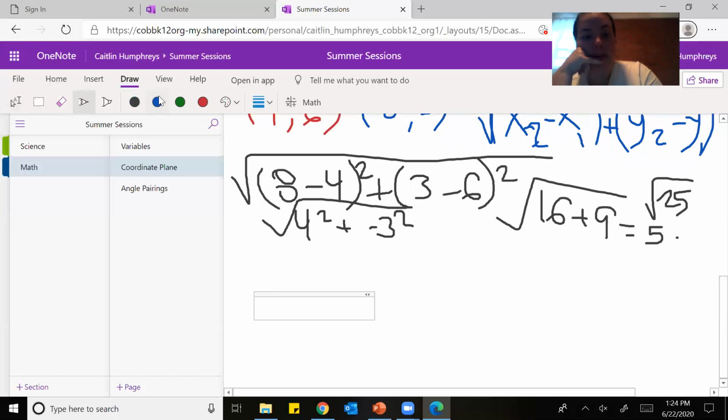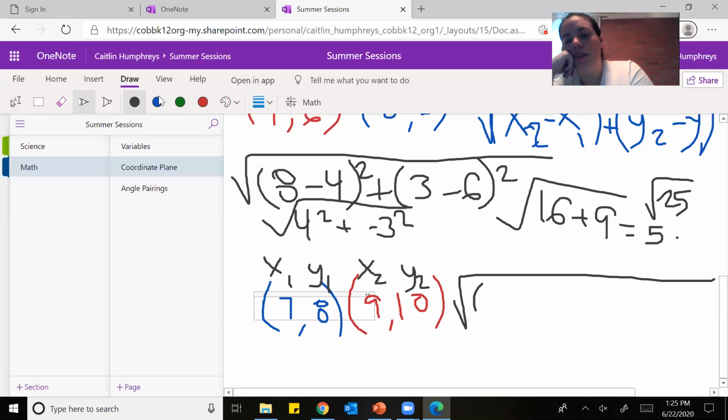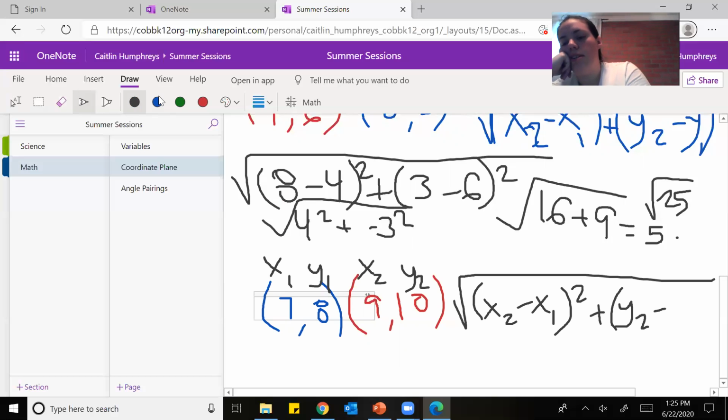Okay, let's try again. Let's do coordinates 7 and 8, and then coordinates 9 and 10, just for fun. All right. Here are our coordinates. Our very first step is to label x sub 1, y sub 1, x sub 2, y sub 2, and then we write our original formula, which is x sub 2 minus x sub 1, remember the squared, plus y sub 2 minus y sub 1, remember the squared.